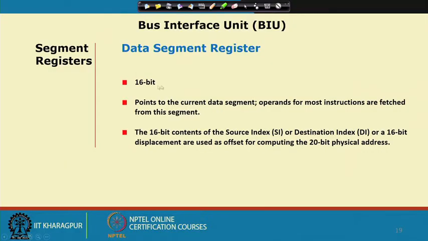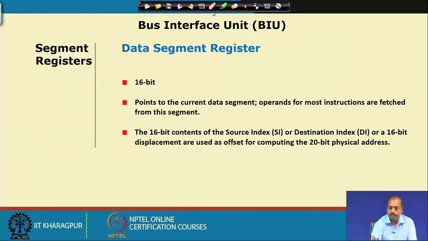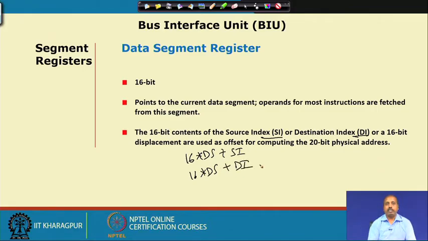The data segment register, the DS register, is also a 16-bit register. It is used for accessing data, and SI and DI registers act as the offset part. The calculation will be 16 into DS plus SI, or 16 into DS plus DI. That way we can have this 20-bit address computed.